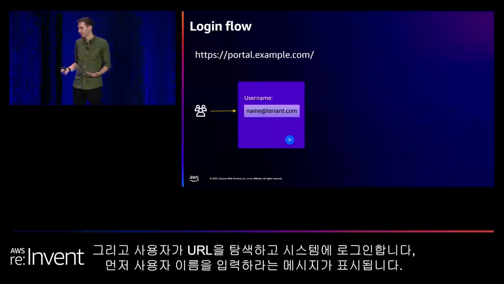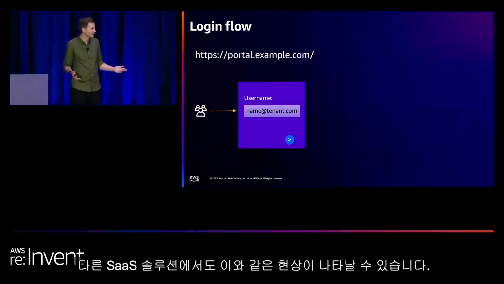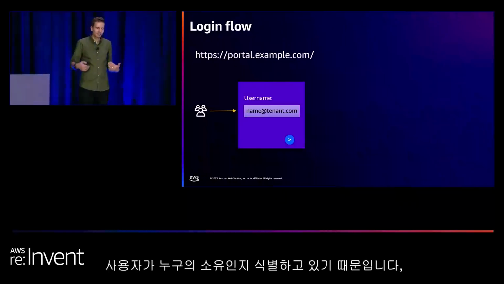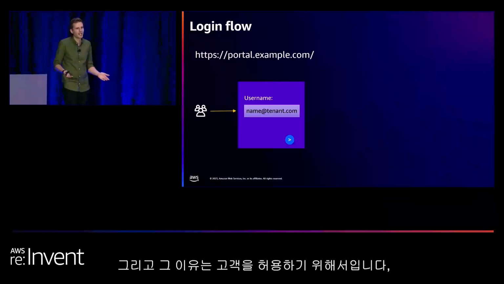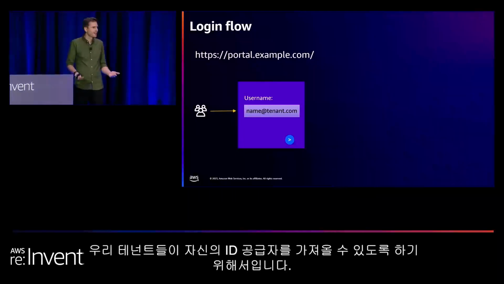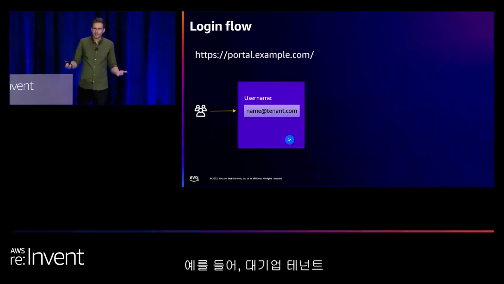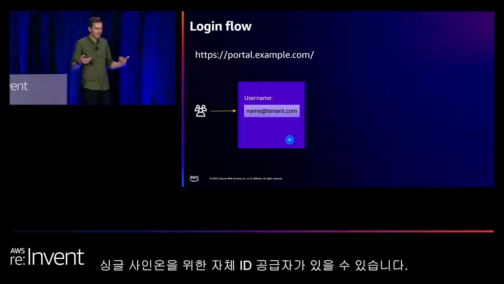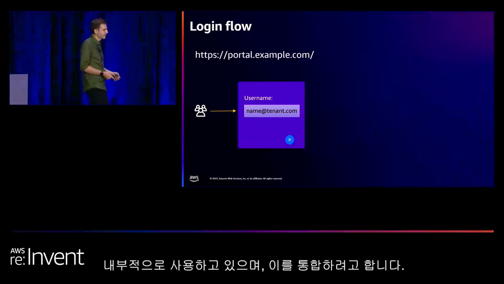Now, when users browse the URL and they log into the system, they'll first be prompted with a username. Now, note that there's no password here, right? And you may see this on other SaaS solutions because we're identifying who the user belongs to, which tenant are they, first of all. And the reason for this is to allow our customers, our tenants, to bring their own identity provider if they want to. For example, our large enterprise tenants may have their own identity provider for single sign-on that they use internally, and they want to integrate this into our system.